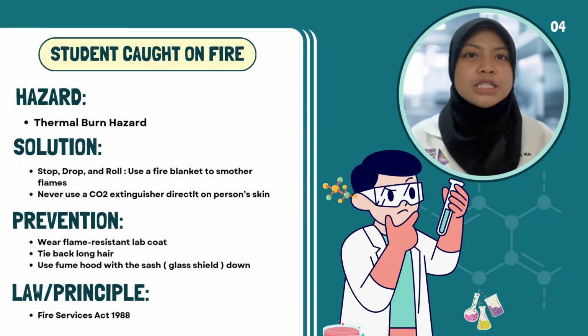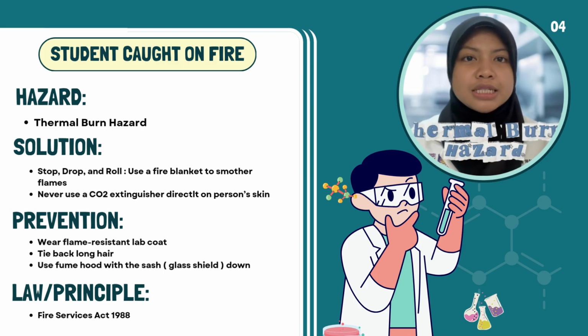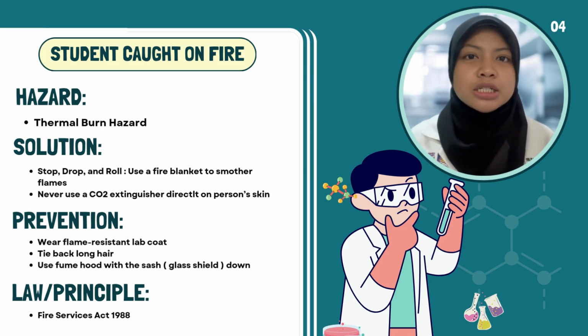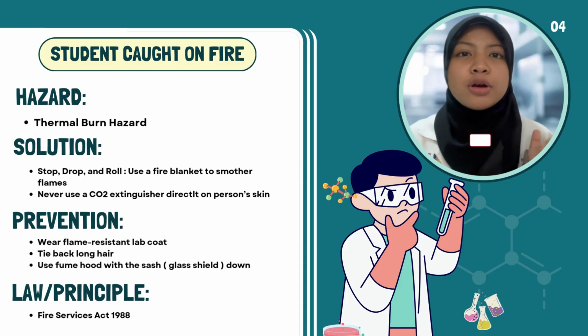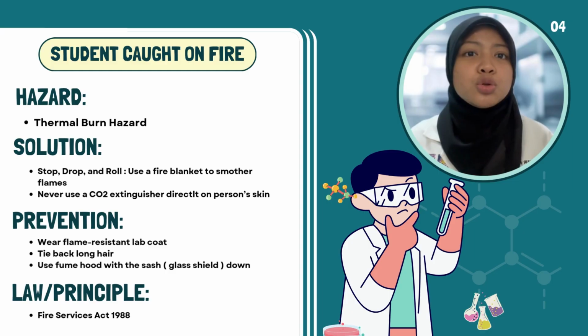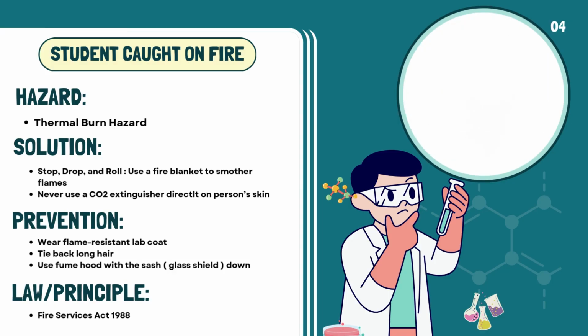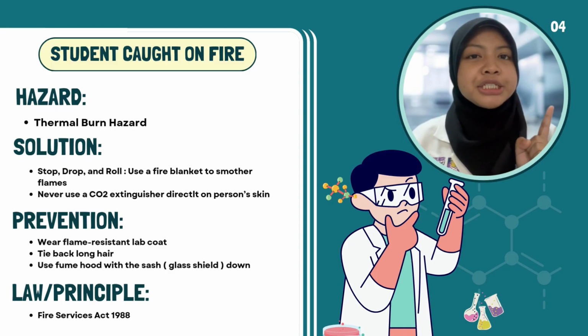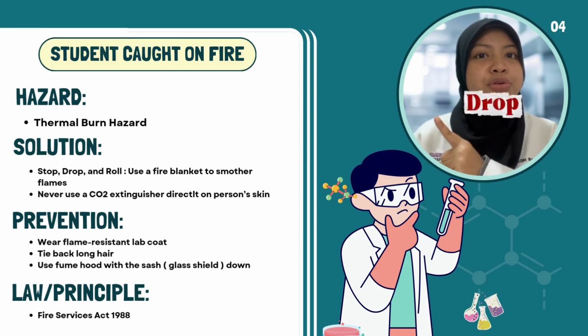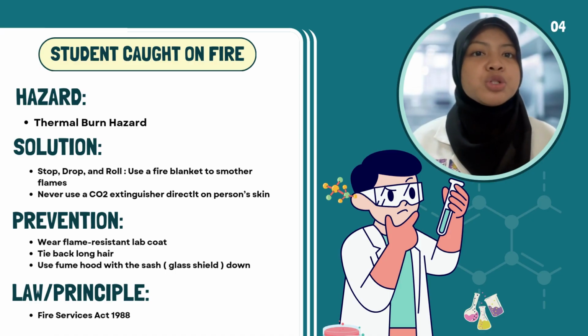As we can see in the video, the hazard involved in this situation is a thermal burn hazard. This incident can occur when a student wears loose clothing, leaves long hair untied, or works too close to flammable substances such as ethanol vapor during an experiment. In the video, the student catches fire. The correct immediate action is stop, drop and roll to prevent the flames from spreading.